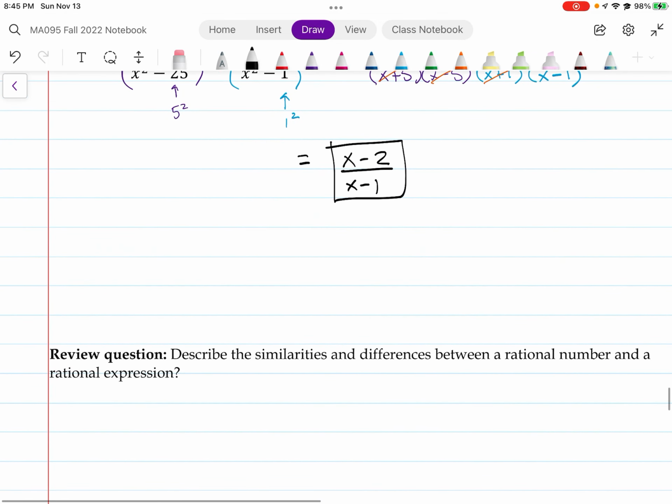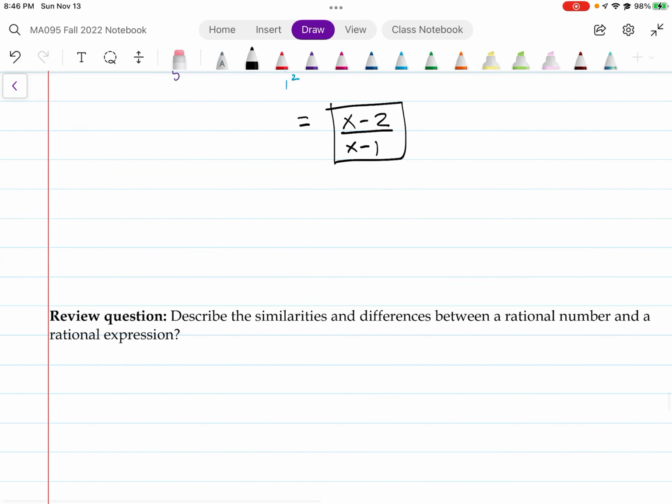All right, so the similarities and differences between a rational number and a rational expression. They're basically a very similar thing, right? So think about the similarities and differences between a rational number and a rational expression. We can talk about that in class, and I just want you to think about it.